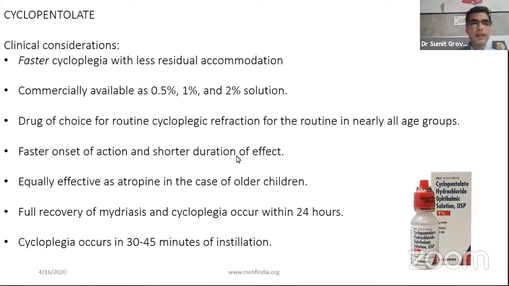Cyclopentolate gives faster cycloplegia with less residual accommodation, commercially available as 0.5%, 1%, and 2% solution. It is a drug of choice for routine cycloplegic refraction in nearly all age groups. Faster onset of action, shorter duration of effect, equally effective as atropine in older children. Full recovery of mydriasis and cycloplegia occurs within 24 hours. Cycloplegia occurs, as I said, at least 45 to 60 minutes after the instillation.